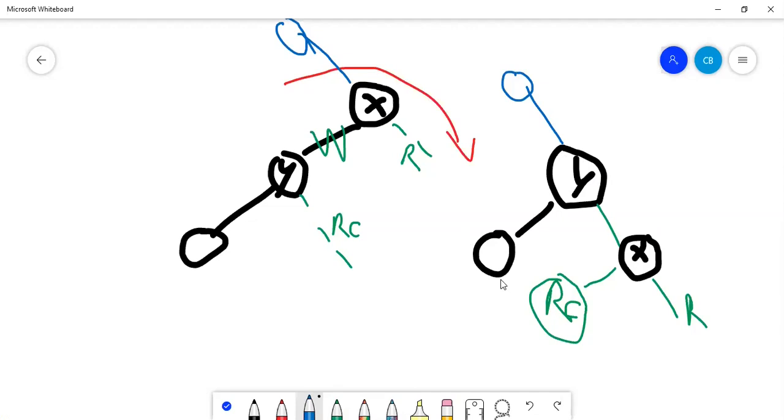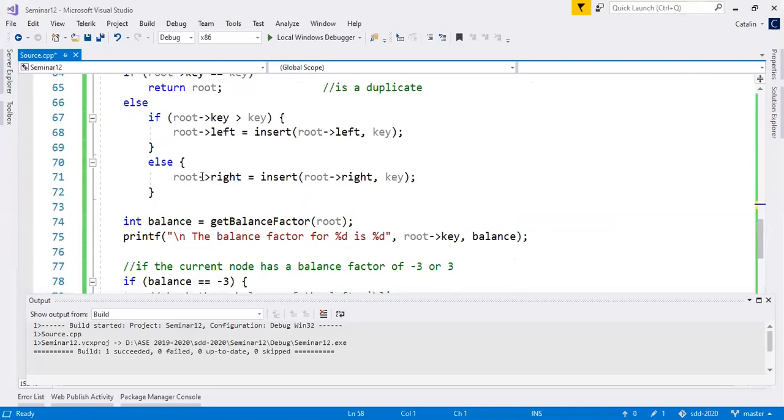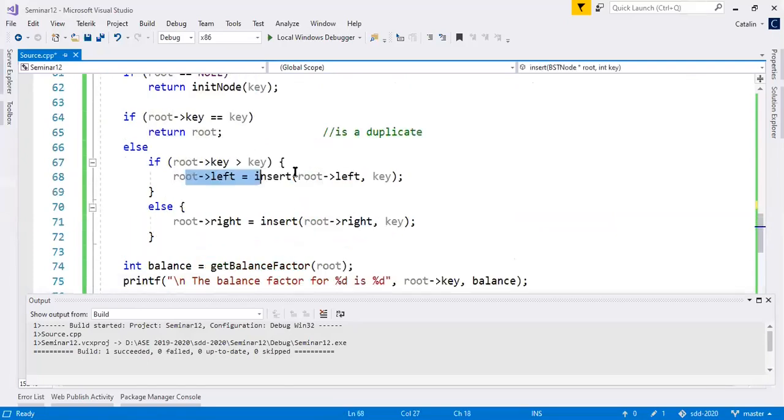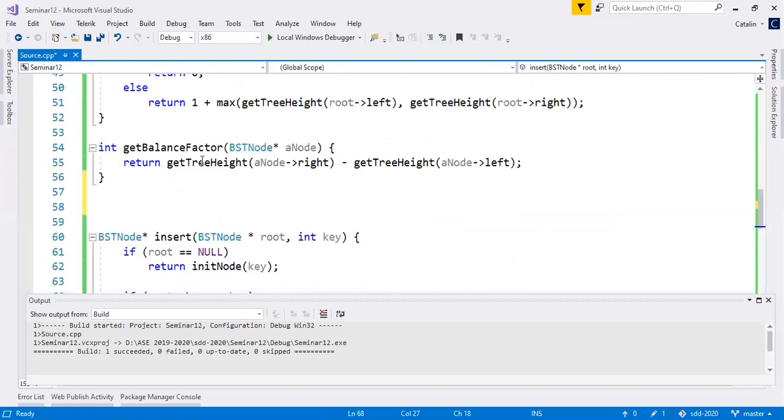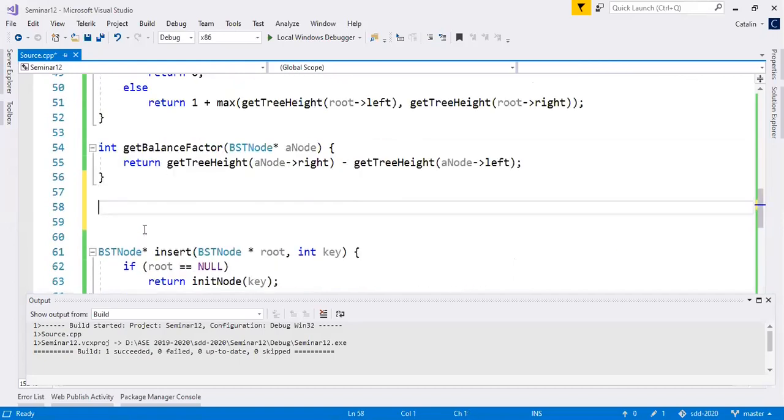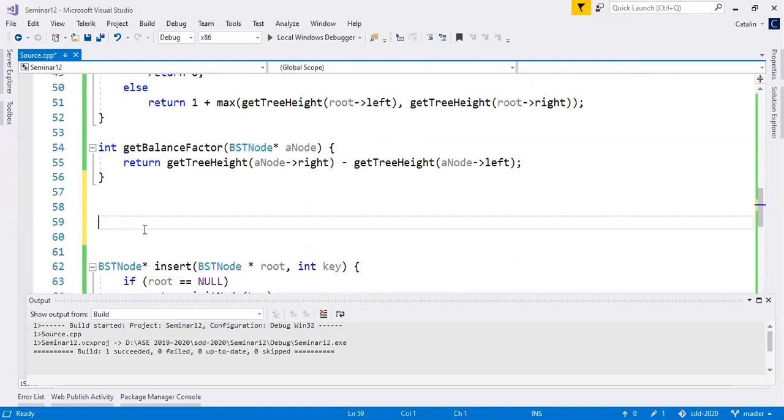But remember, in insert, each time we return the current node. And in insert, we always write this. You see, root right equals insert, root left equals insert. So if we do a rotation inside an insert and we return Y, the link will be reinitialized. So this will go perfectly. We don't need to do anything extra. So let's write this function.